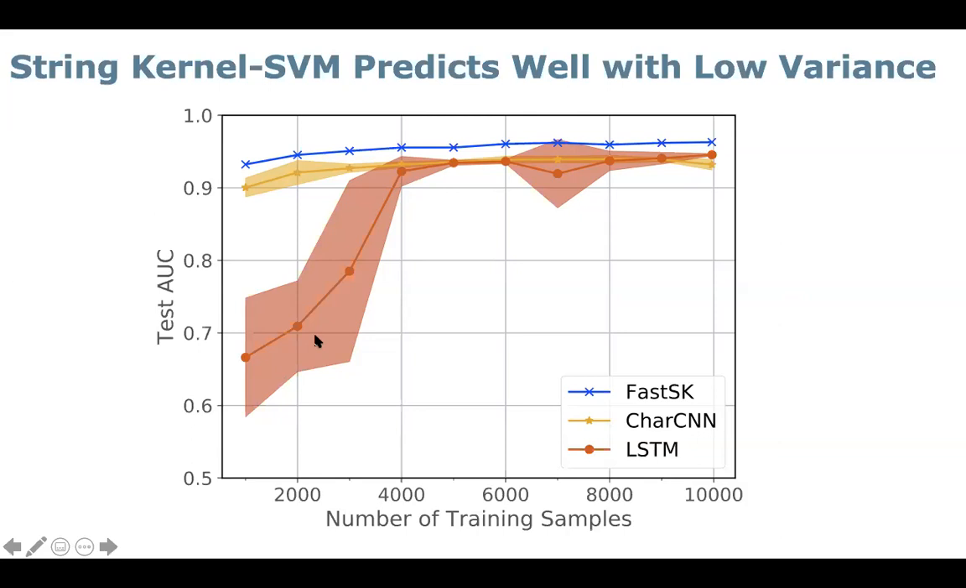When we have a moderate number of training samples, we compare on one of the transcription factor binding sites prediction tasks FastSK versus charCNN and LSTM, both state-of-the-art deep learning based baselines for this task. And we can see the DNN-based methods have huge variance, especially with a smaller number of training samples, and FastSK consistently beats their performance with very low variance.